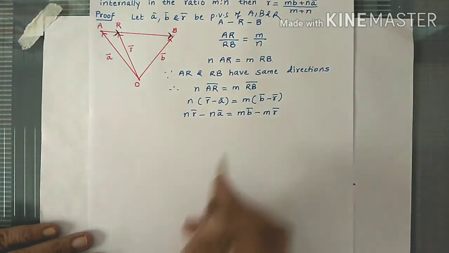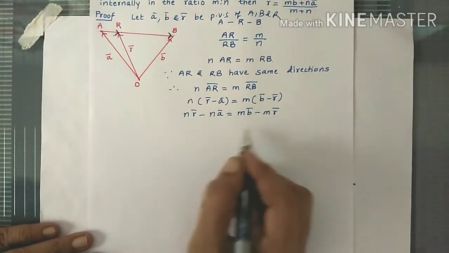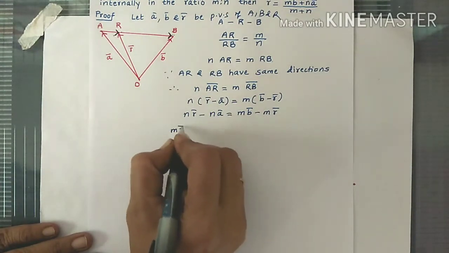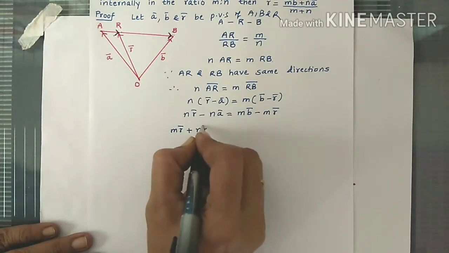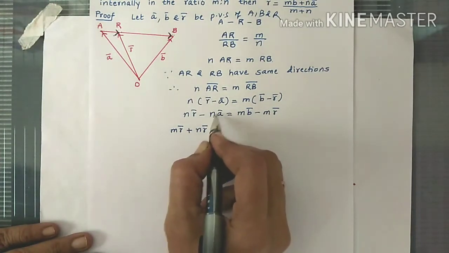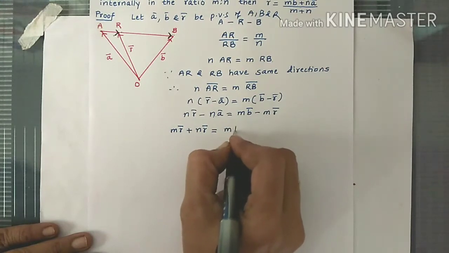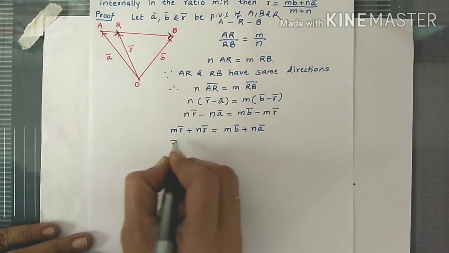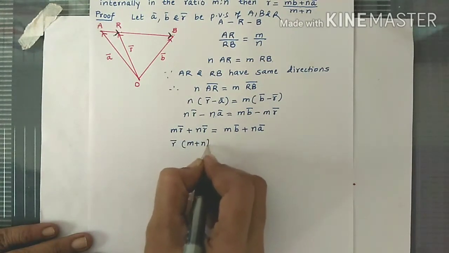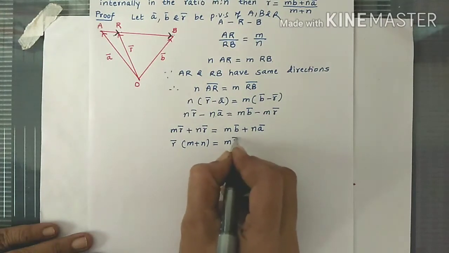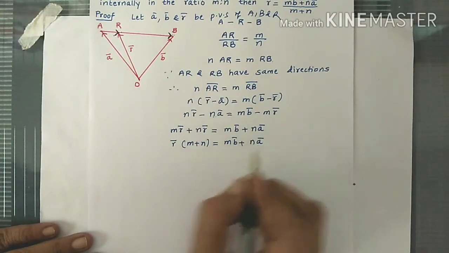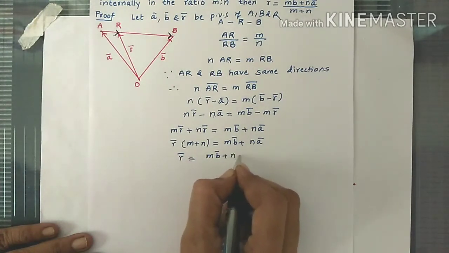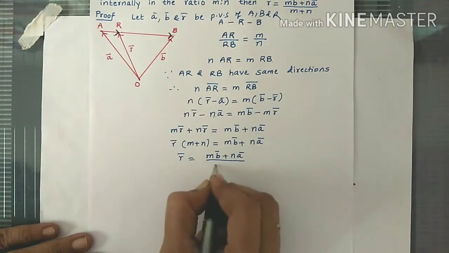So to find R bar, let's collect terms in R bar in left hand side. So transferring this minus m R bar to left hand side, it becomes plus now. So m R bar plus n R bar, and transfer this minus n A bar to right hand side. So we get m B bar plus n A bar. Now taking R bar common, we have R bar into m plus n equal to m B bar plus n A bar. So R bar is equal to m B bar plus n A bar upon m plus n.